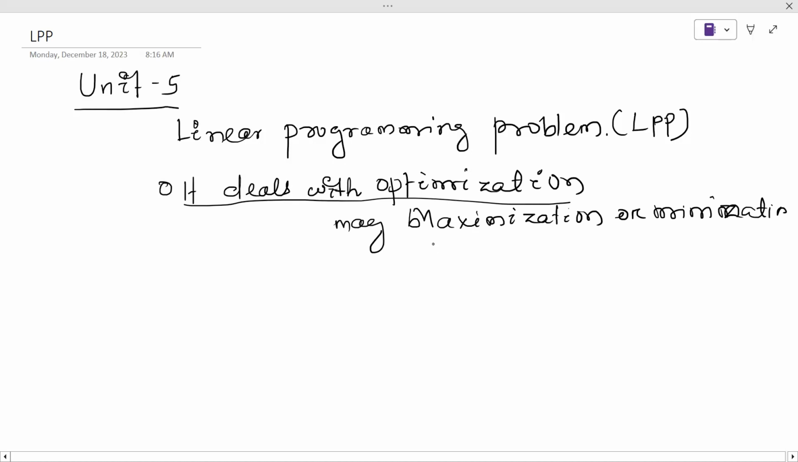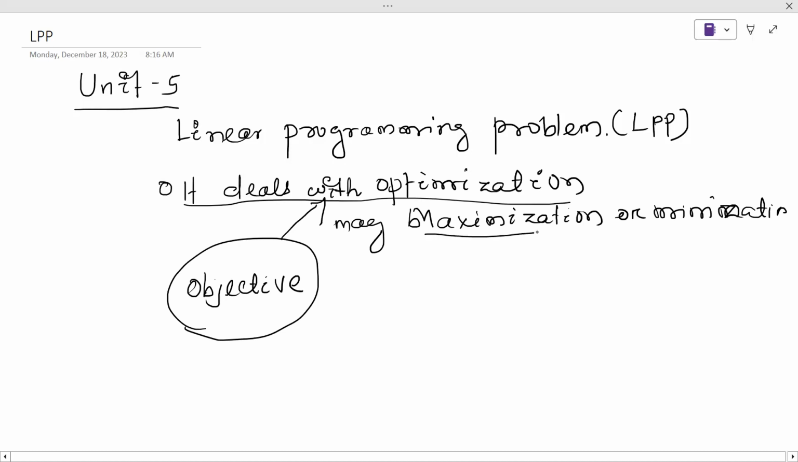This function is called the objective. So for creating any function into the LPP form, first we consider objective functions. And this objective function deals with optimization, that may be maximization or minimization. So whenever we define the objective function, we can say that it deals with the maximization or minimization of the given LPP.